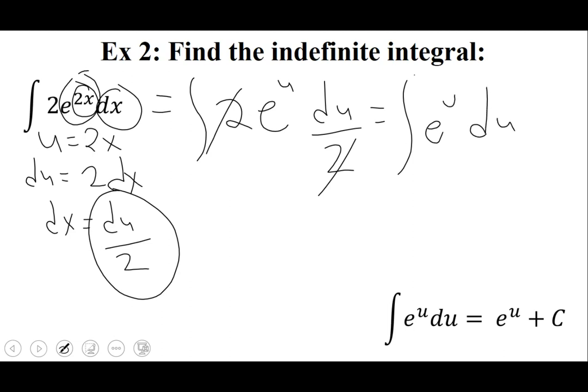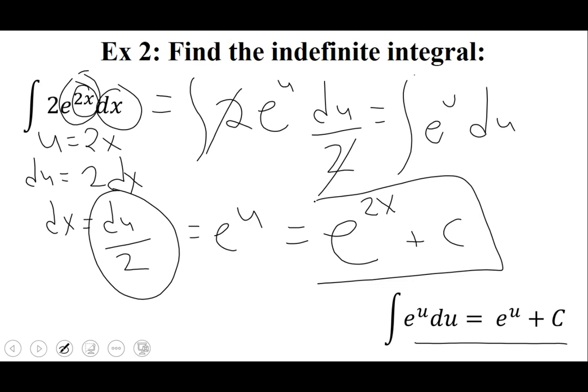That's the best case scenario. So if you're trying to integrate e to the u du, according to the formula here, it's simply going to be e to the u. And in your final answer, replace the u with the original value of x's. And then, of course, don't forget the plus c.